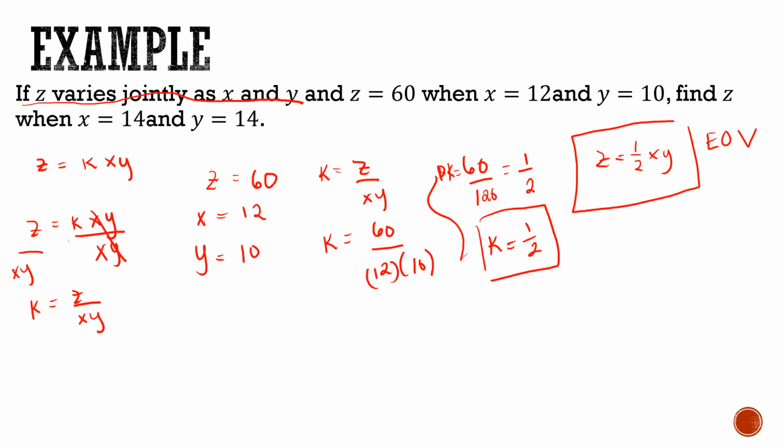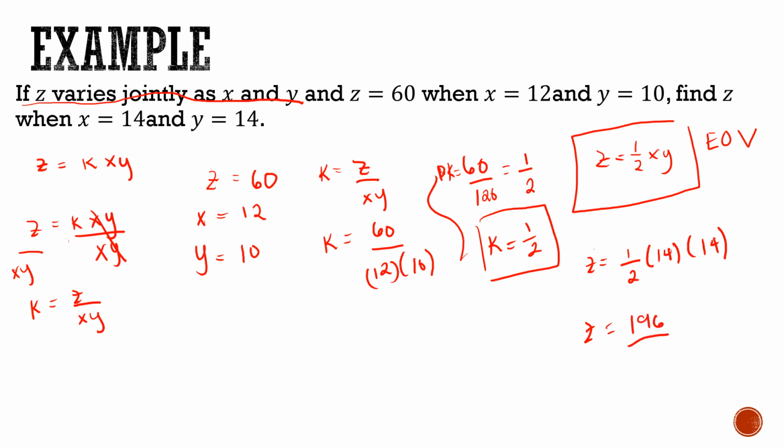After getting the equation of the variation, we can now proceed in finding z when x is 14 and y is 14. So substitute the values of x and y. So z is equal to 1 half times 14 times 14. So just multiply the numerator to the given values of x and y. So we have 1 times 14 is 14. 14 times 14 is 196.